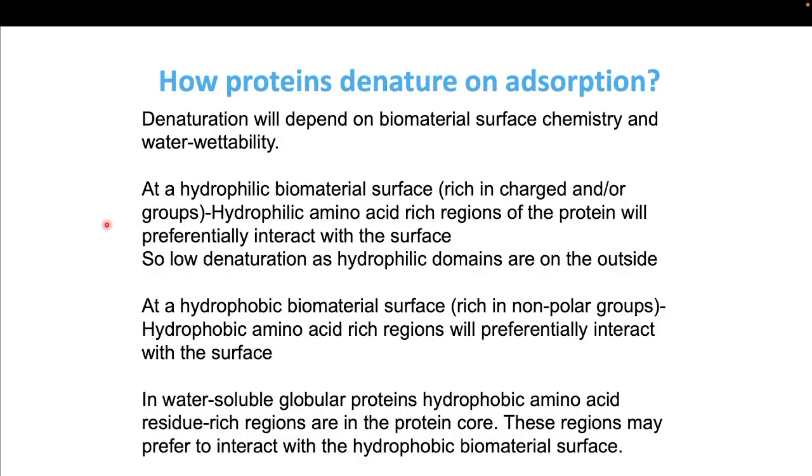So you have your first answer there, and then if you would have followed a few more slides in the lecture, you would have come across this, wherein the denaturation will depend on biomaterial surface chemistry and water wettability. So if you have a very hydrophilic biomaterial surface, what is going to happen? The general structure of a protein is that the hydrophobic part of the protein is buried inside in the core of the protein, while on the surface you'll have the hydrophilic groups.